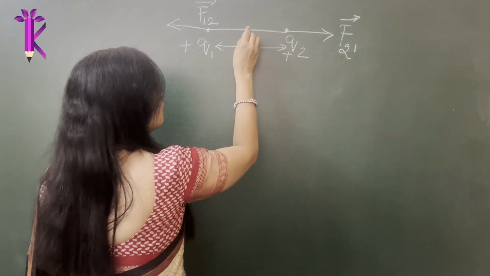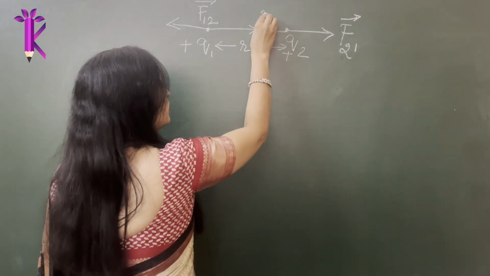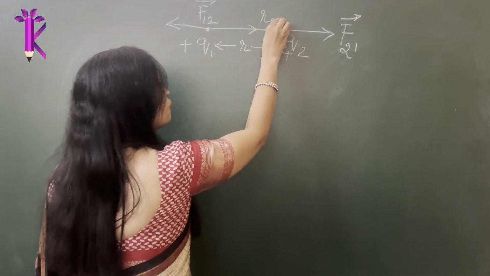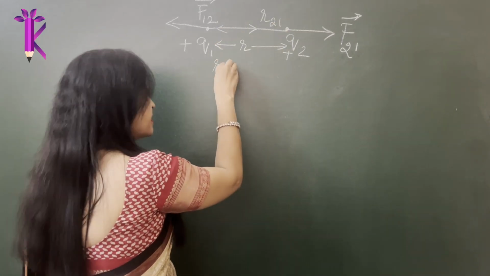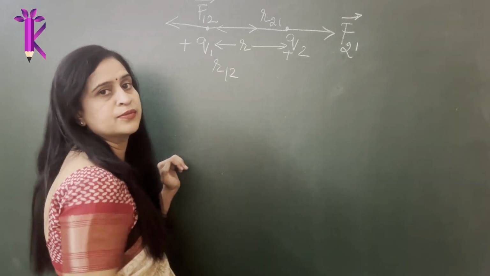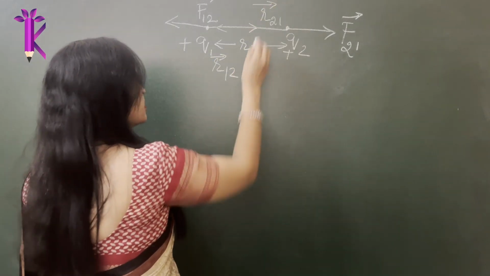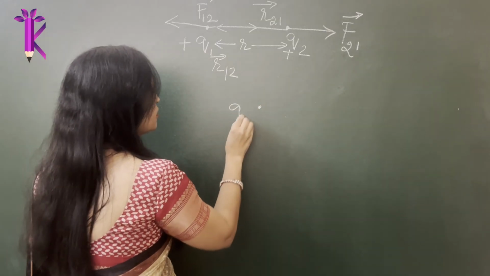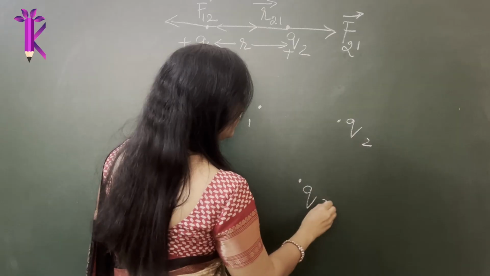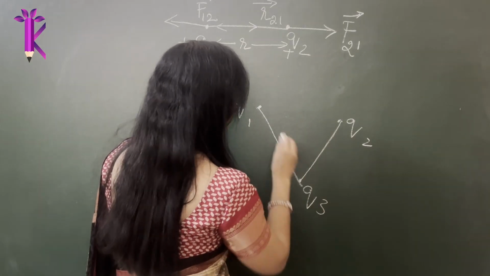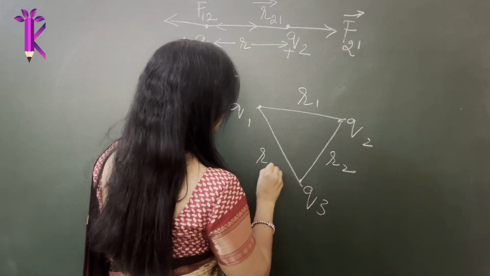Also, this vector will be referred to as distance of 2 from 1. If you are referring in this direction, this will be referred to as distance of 1 from 2. So that is how you refer vectors. This is vector notation. Let's take another example. If there is Q1 here, Q2 somewhere here, Q3 somewhere here, let's join them and call these distances R1, R2, and R3.